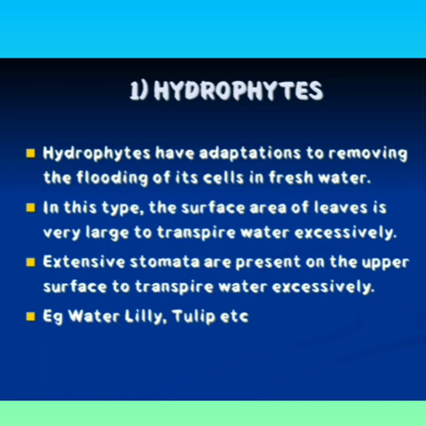So what are hydrophytes? Hydrophytes have adaptations to removing the flooding of their cells in fresh water. In this type, the surface area of leaves is very large to transpire water excessively. Extensive stomata are present on the upper surface to transpire water excessively. Examples include water lily and tulip. Examples are not mentioned in your book, so you have to mention them.